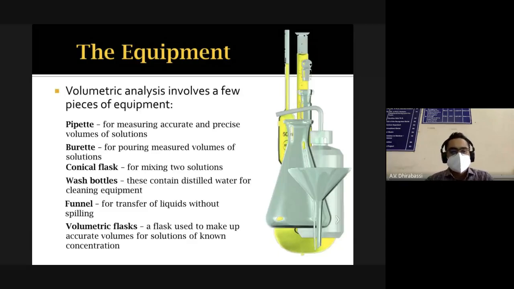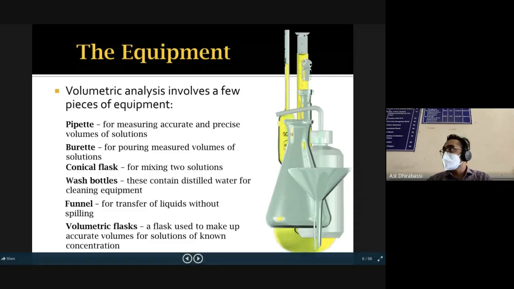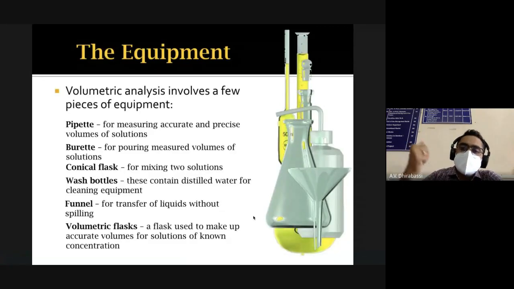The funnel is for transferring liquid without spilling. When you have to add the liquid into the burette, you can use this type of funnel for pouring the standard solution into the burette. Next, the volumetric flask: a flask used to make up an accurate volume of solution of known concentration. It is also called a standard flask, and that will be the same.